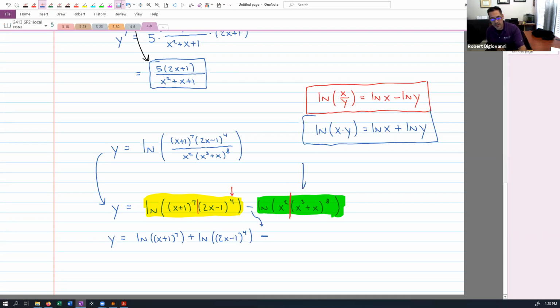But since this thing in green is going to split into 2 pieces, right? It's going to split into 2. I need to put a big set of parentheses here so that that negative will get distributed through to those 2 logs. So my first log is natural log of x squared. And then plus again, natural log of the x cubed plus x to the 8th.